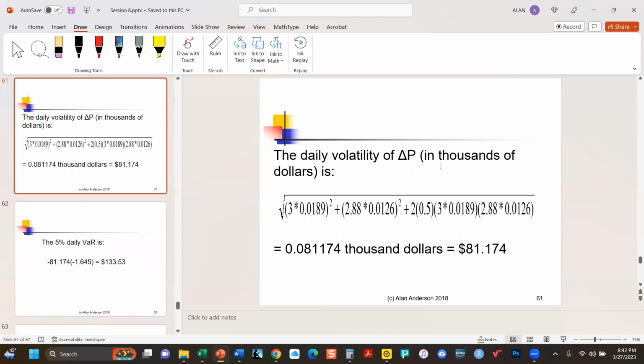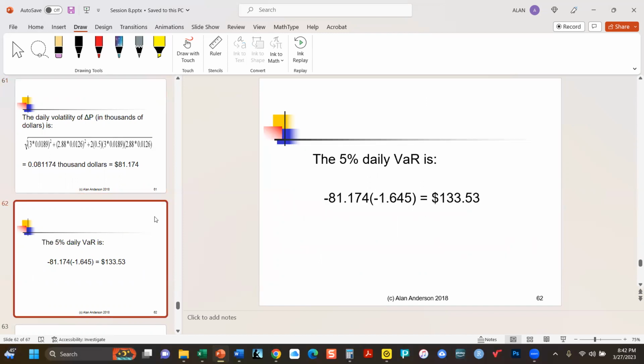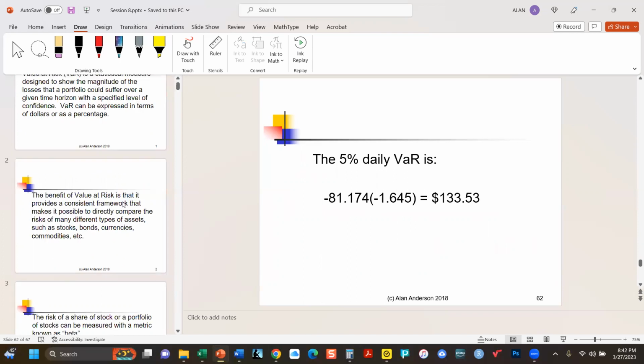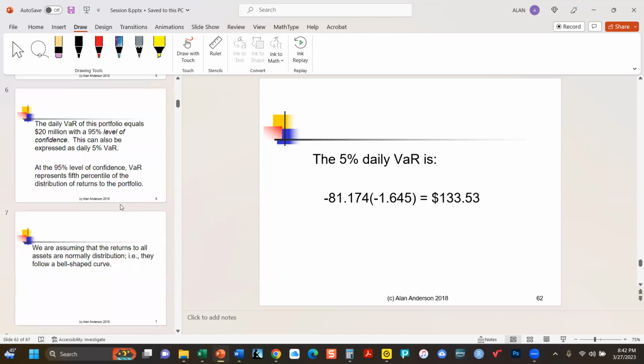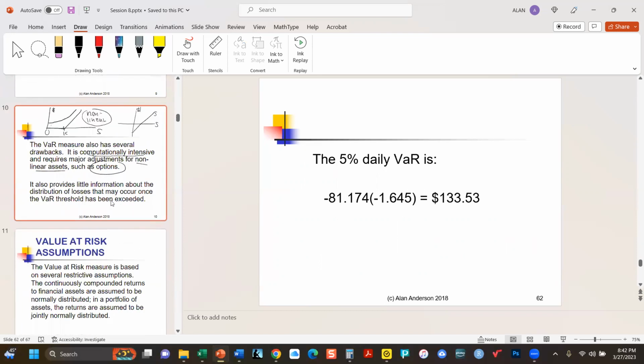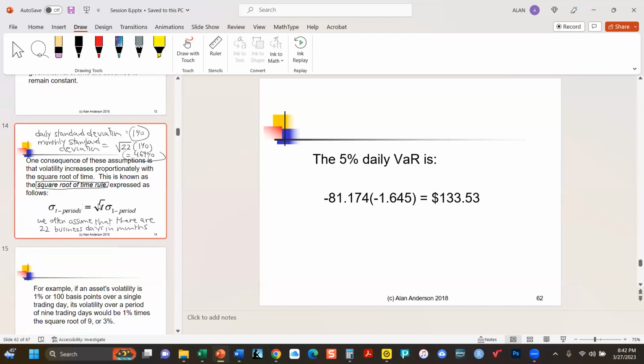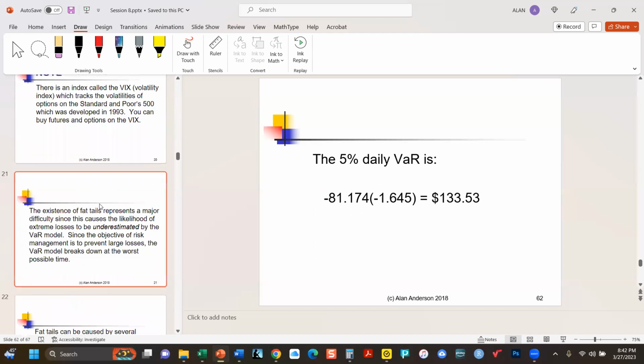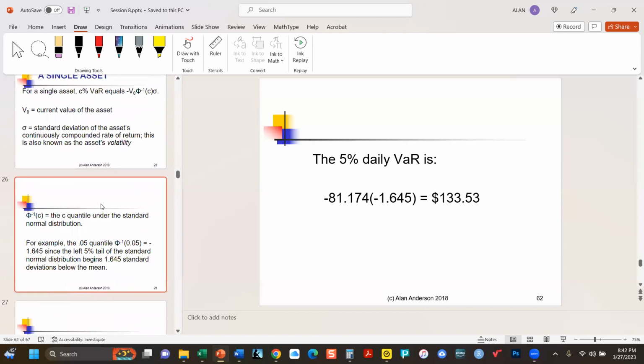Well, anyway, this is the square root. This is actually meant to be the standard deviation of delta P. And that is going to be what we're going to use in our formula. In other words, what is the volatility of the portfolio's change? $81.17.4, which will take the place. Let's go back and grab the original formula. Just so I can show you, this is slide 62. Let's go get the formula so we can see how they stand next to each other. Here we go.